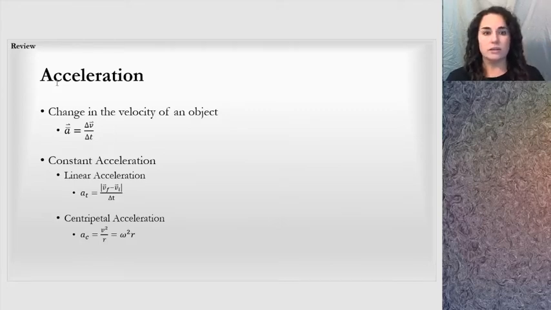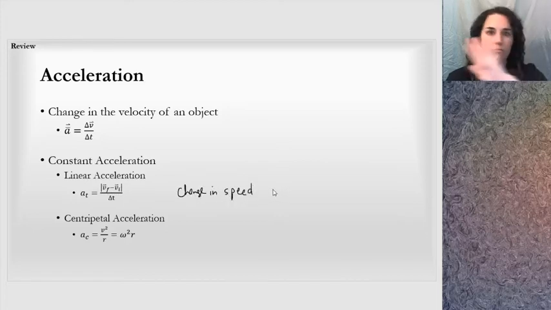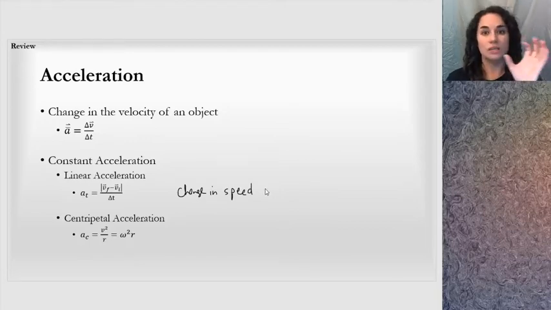So constant acceleration can look like linear acceleration, where we just have a change in the speed. This can be in one dimension. We only have motion along one dimension, but the speed, the magnitude, that length of that vector is changing.